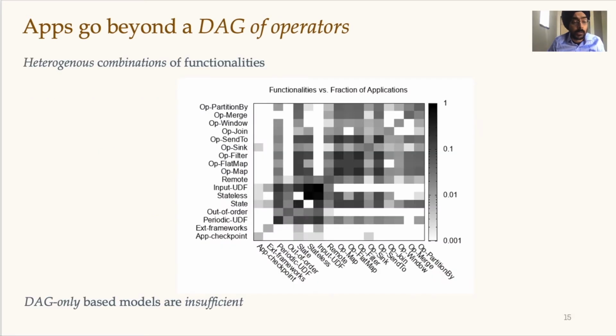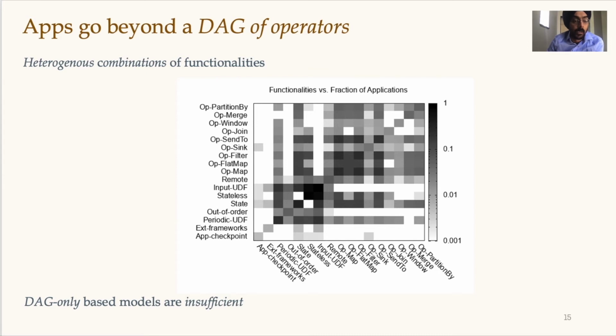And what we see is that different apps combine functionalities in different ways. So here is a heat map that measures the overlap of different functionalities that production applications use, which leads us to believe that DAG-only models, although useful, are insufficient for sizing because of this wide spectrum of functionalities and their combinations that apps use.